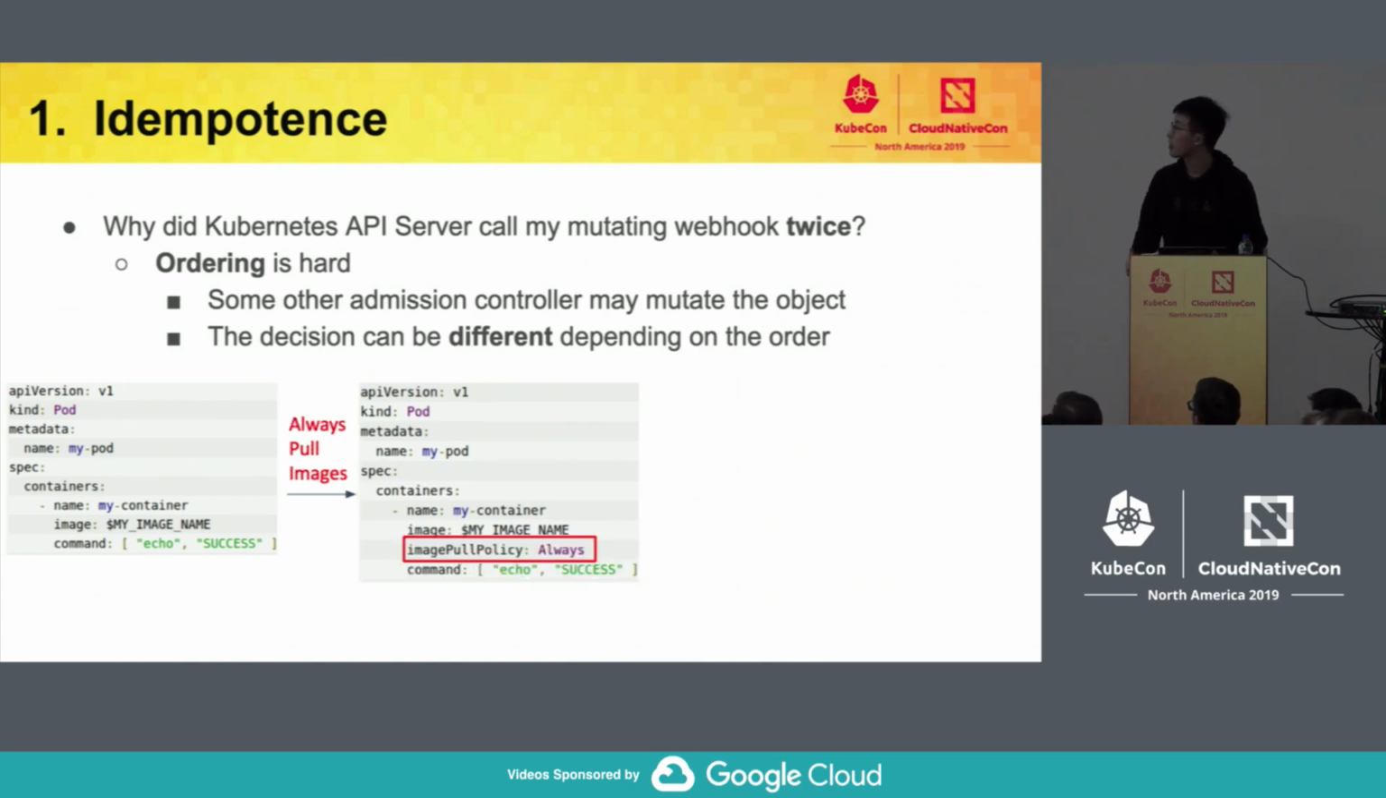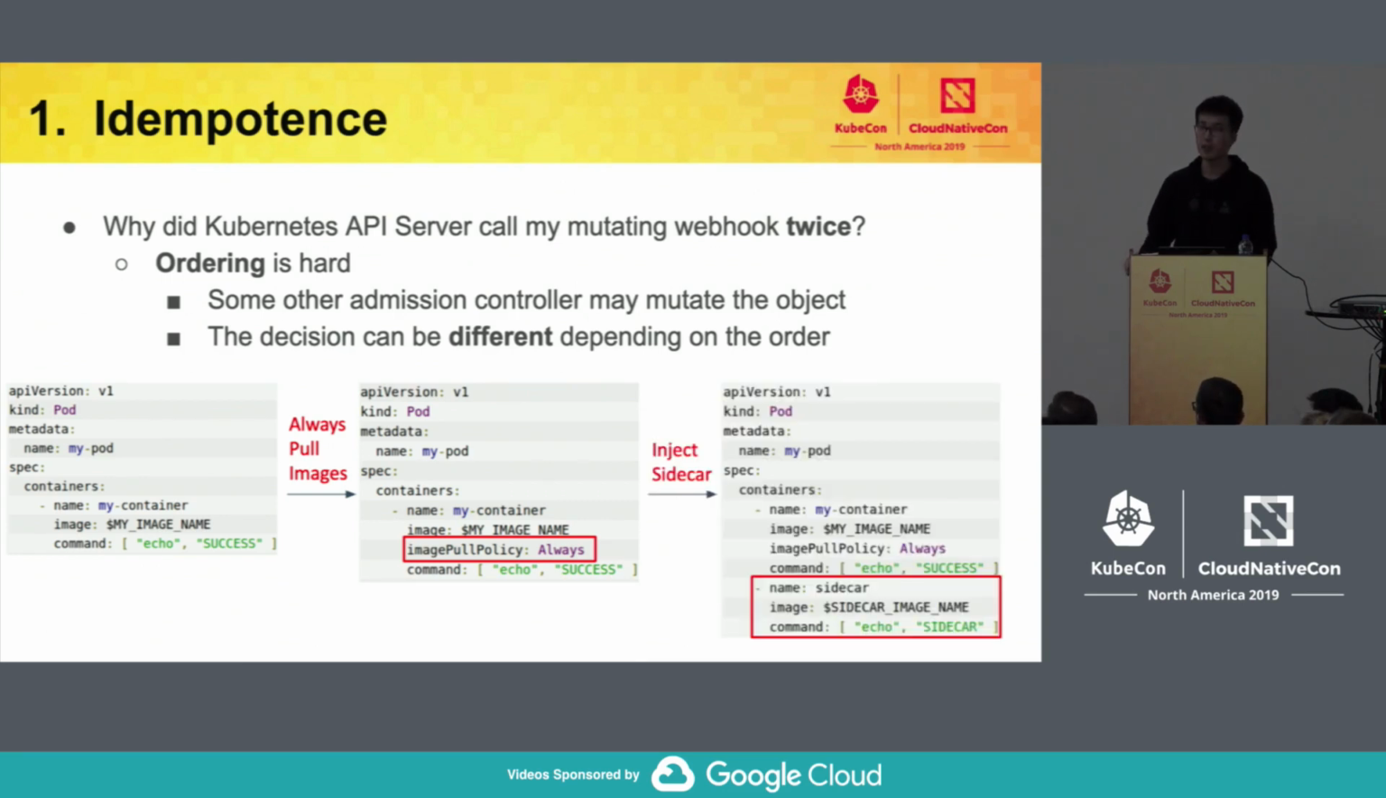Imagine if the API server orders the two webhooks differently. The API server first calls the always pull image webhook, which sets the image pull policy to always for my container. Then the API server calls the inject sidecar container webhook, which appends the sidecar container to the pod. Now the pod ends up with a container without the image pull policy set, which violates our security policy.